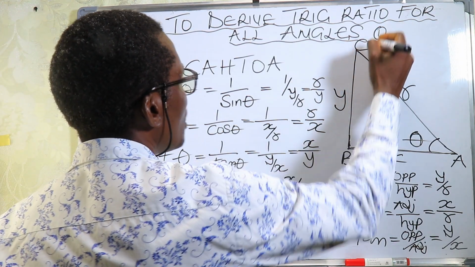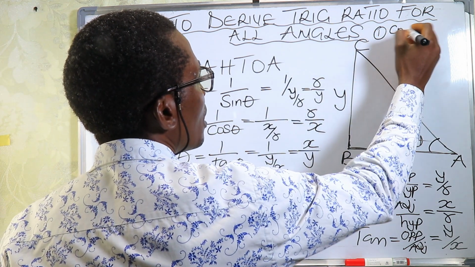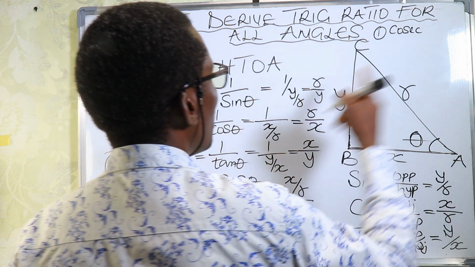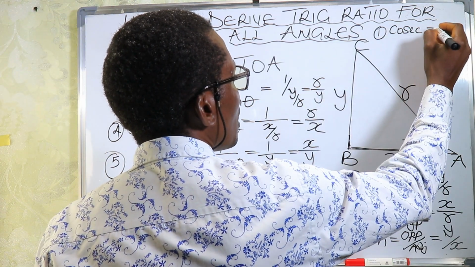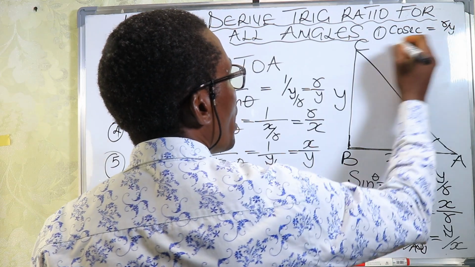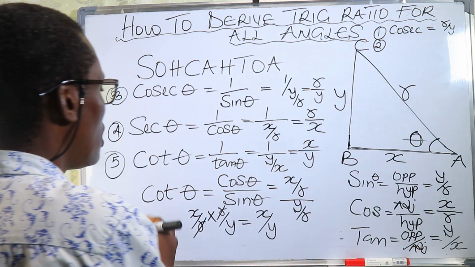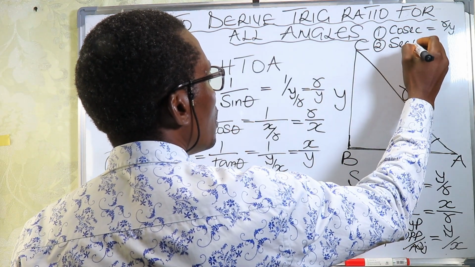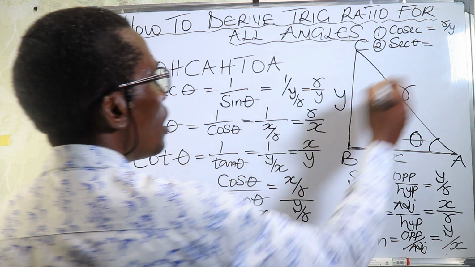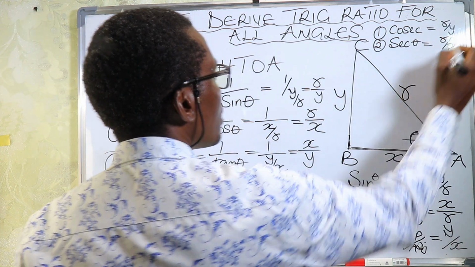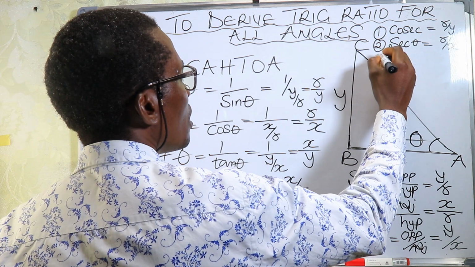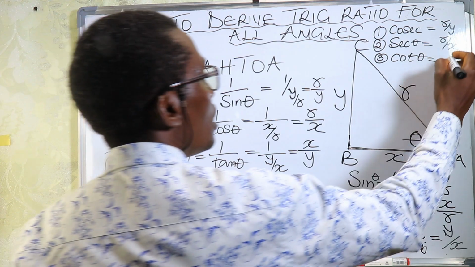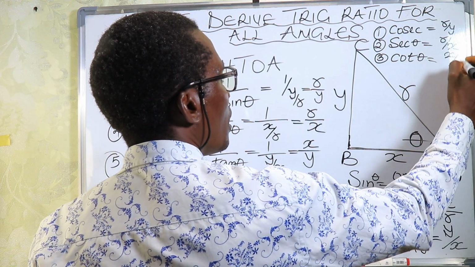Now make we write this one out. For here we don see now say sec theta, cosec theta na wetin? Cosec theta na r over y. The other one we don see say sec theta na wetin? Sec theta na r over x. The other one we don see say cot theta na wetin? Cot theta na x over y.